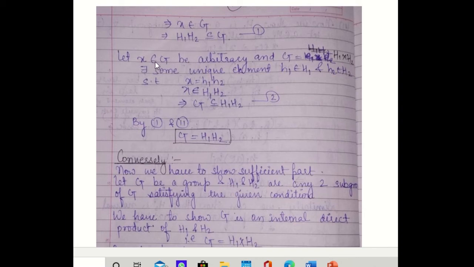So now let x belong to G be arbitrary and G is equal to H1 cross H2. So this implies there exist some unique element h1 belonging to capital H1 and h2 belonging to capital H2 such that x is equal to h1 h2. So small x which is taken from G will be in H1 H2. So G is contained in H1 H2. And previously we have proved that H1 H2 is contained in G. So combining 1 and 2, we get G is equal to H1 H2.